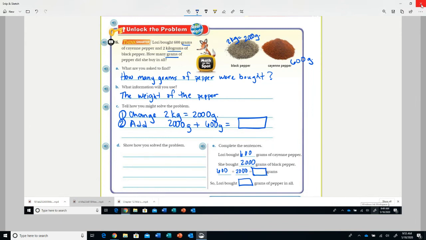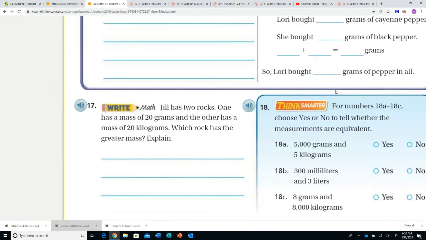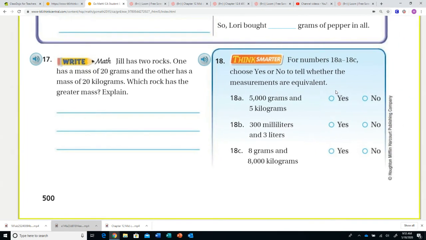Okay, I'm going to close this snip and sketch out and scan the bottom. All right, number 17. Jill has 2 rocks. One has a mass of 20 grams and the other has a mass of 20 kilograms. Which rock has the greater mass? Explain. I'm going to leave this to you. We've been working on this right now: 1,000 grams equals a kilogram. If you have 20 grams versus 20 kilograms, which one has the greater mass? I'm going to have you explain that one.